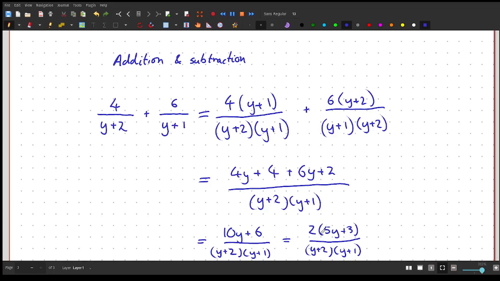Depending on the question, it might ask for the fraction in a certain form. It might ask for the denominator to be expanded. Just make sure you read the question and check what it's asking for. If you want to expand the denominator, you can, or the numerator.